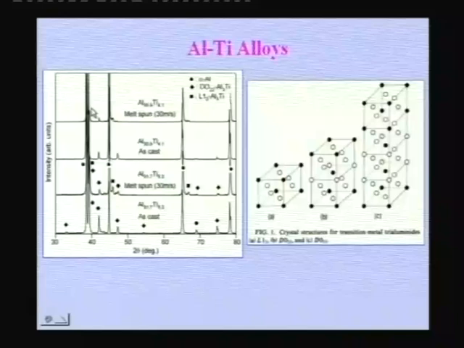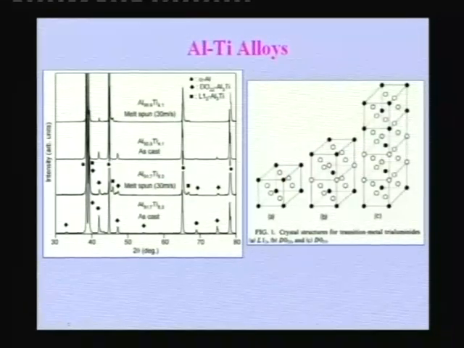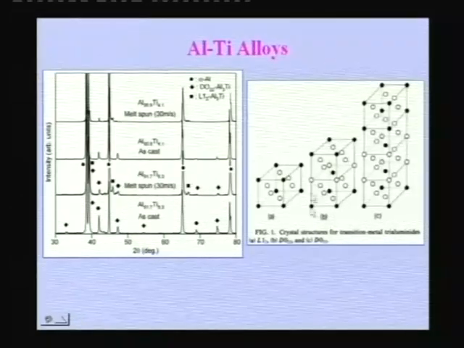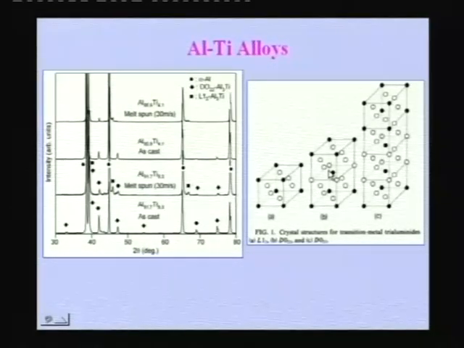Aluminum titanium alloys, particularly on the aluminum rich side of the aluminum titanium phase diagram, have one intermetallic compound called Al3Ti, which has about 75 atomic percent aluminum and 25 percent titanium. Under equilibrium conditions, this Al3Ti has a DO22 structure, the B crystal structure that you are seeing here.